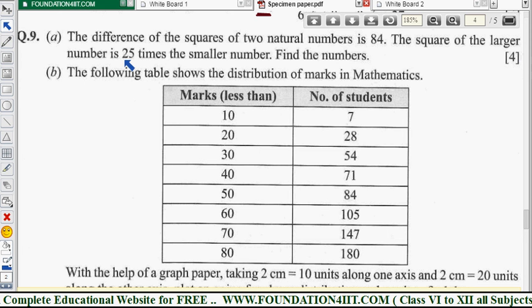So let us see question number 9 now. The first question is: the difference of squares of two natural numbers is 84. The square of the larger number is 25 times the smaller number. Find the numbers. So let us take the numbers to be x and y. Then you can solve this problem easily.